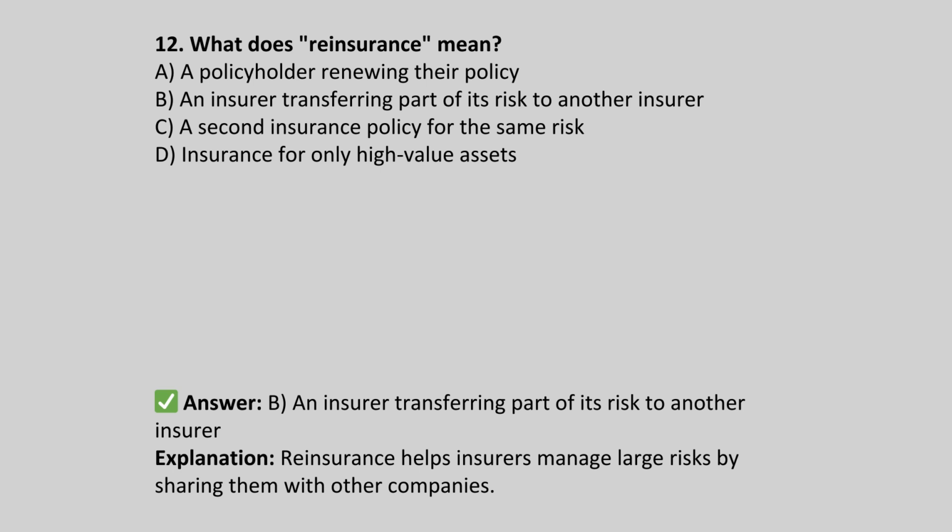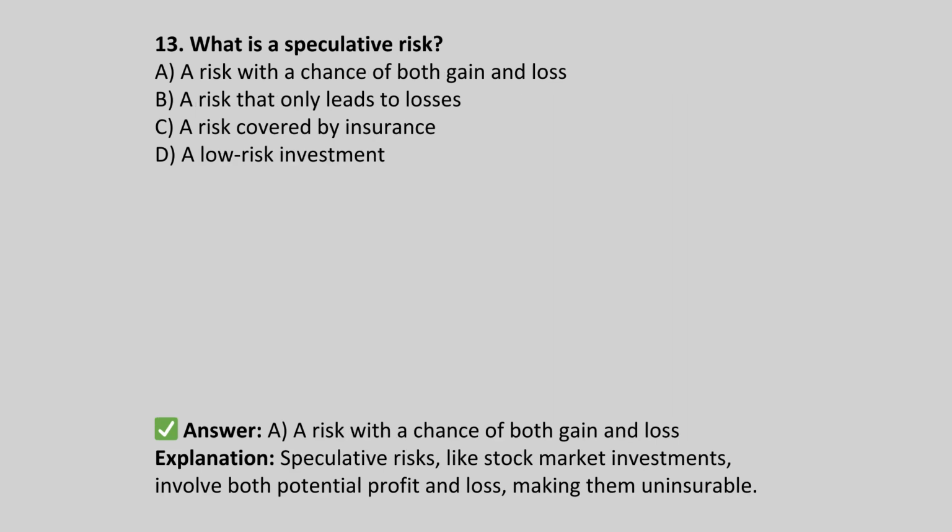What does reinsurance mean? A. A policyholder renewing their policy. B. An insurer transferring part of its risk to another insurer. C. A second insurance policy for the same risk. D. Insurance for only high-value assets. Answer: B. An insurer transferring part of its risk to another insurer. Explanation: Reinsurance helps insurers manage large risks by sharing them with other companies.